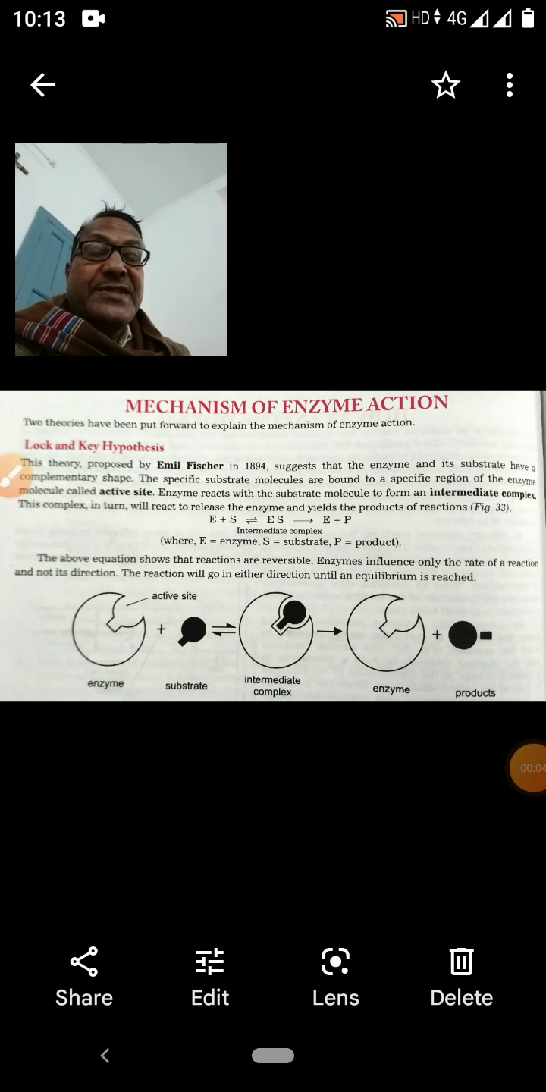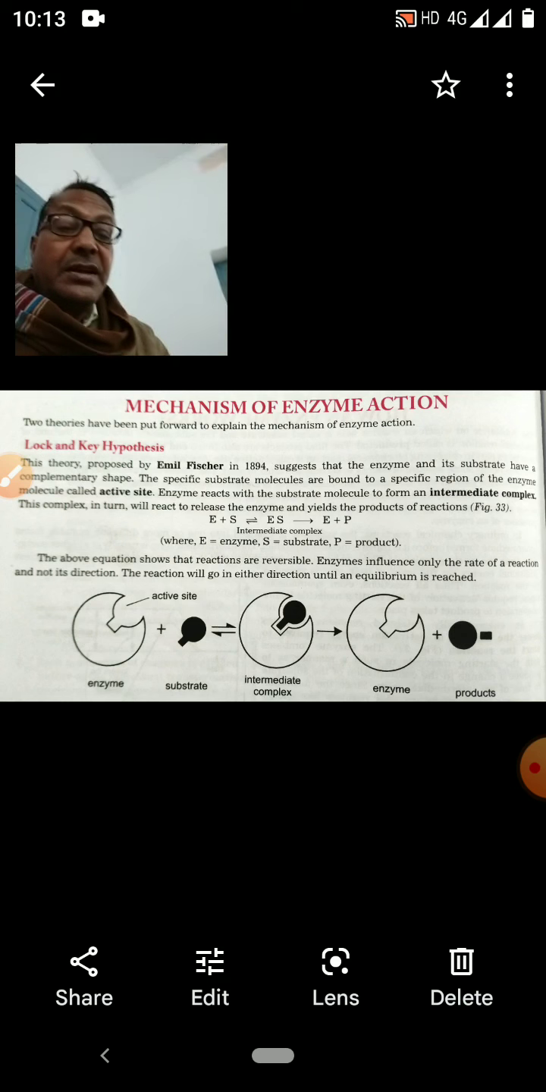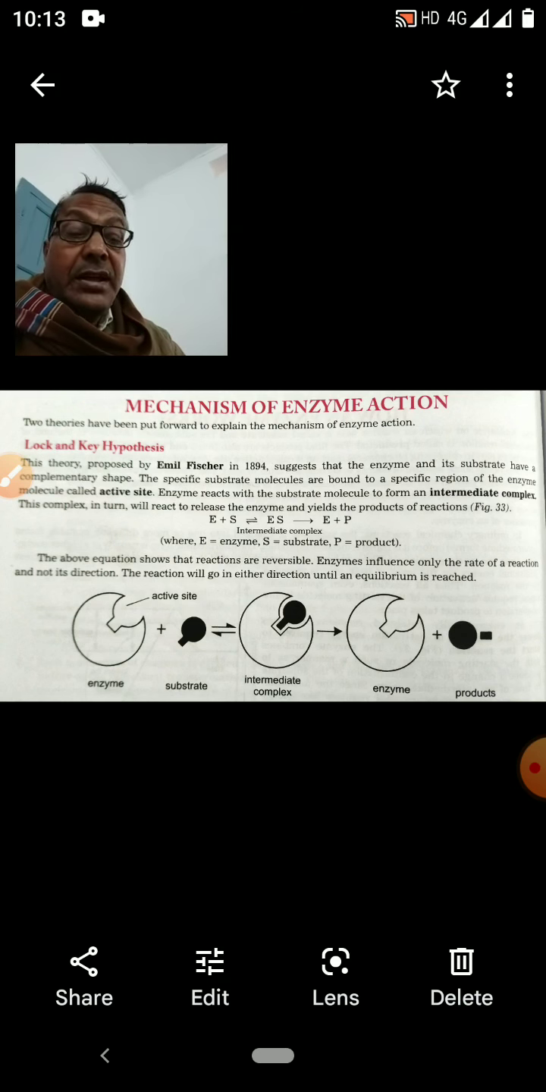I am going to explain the mechanism of enzyme action. You have to know what an enzyme is and what the structure of an enzyme molecule is. Enzymes are mostly globular proteins. Enzymes have primary, secondary, tertiary and quaternary structure. The three-dimensional structure of the protein provides shape to the enzyme and forms the active site of the enzyme.